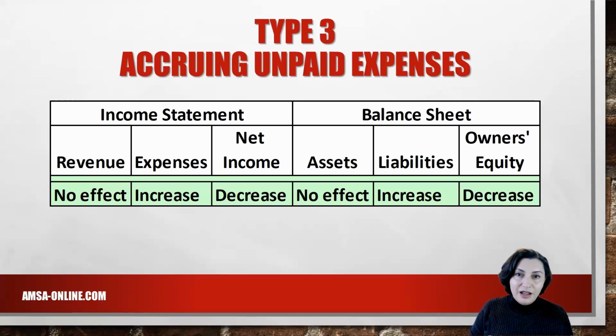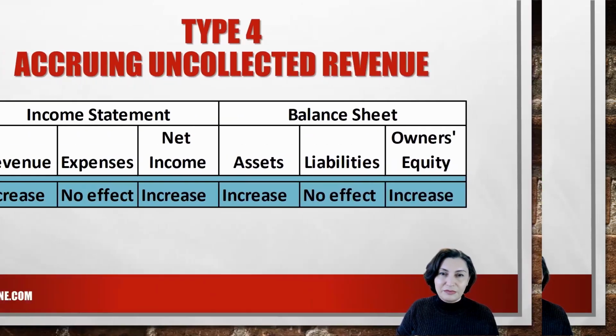Type 3, accruing unpaid expenses. This type of adjustment requires an increase or debit to expenses and an increase or credit to liabilities. Net income and owner's equity decrease because expenses are increased. Revenue and assets are not affected by this adjustment.